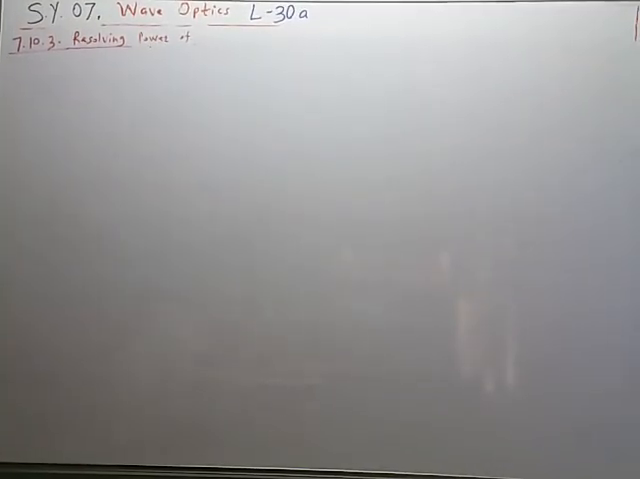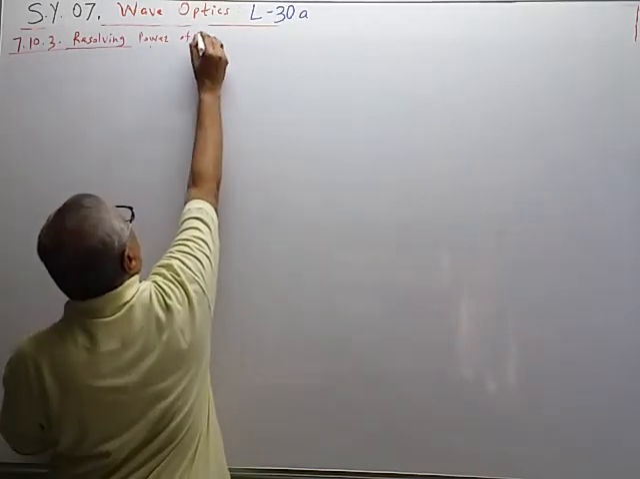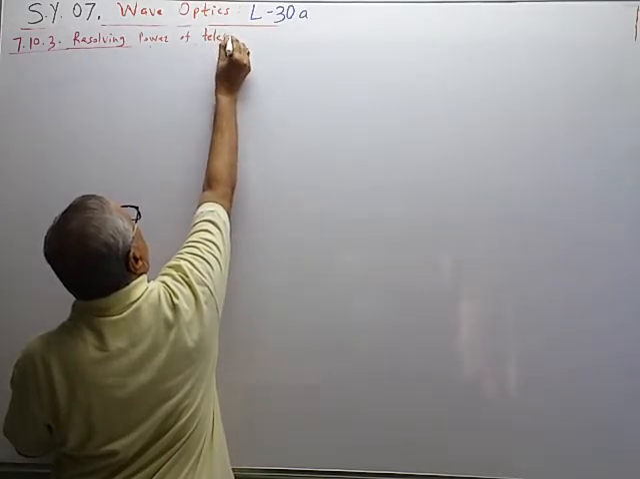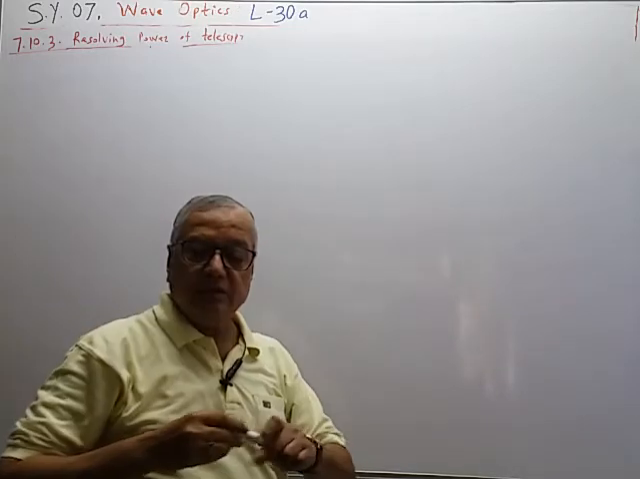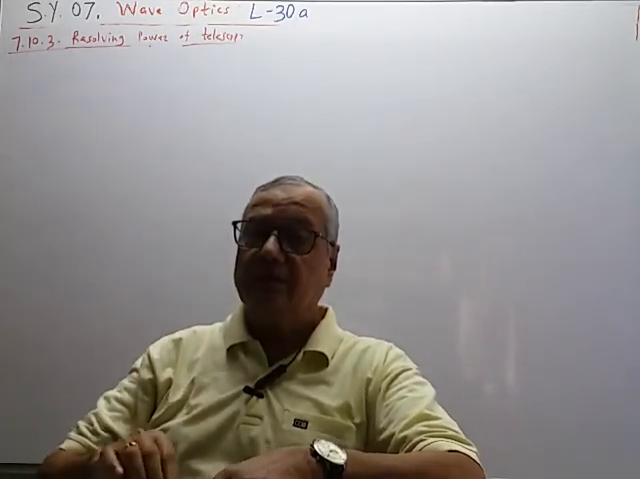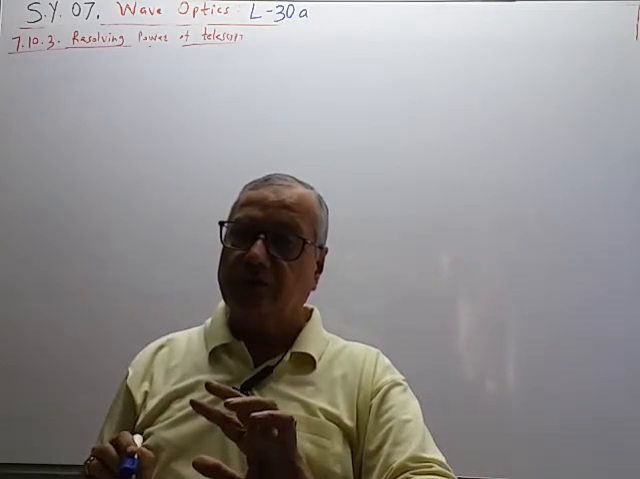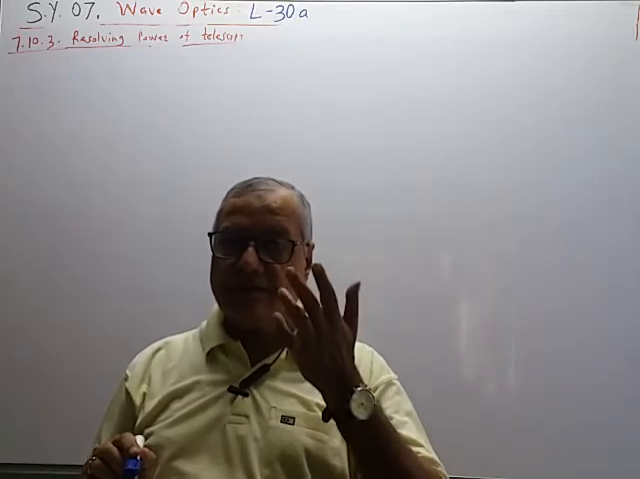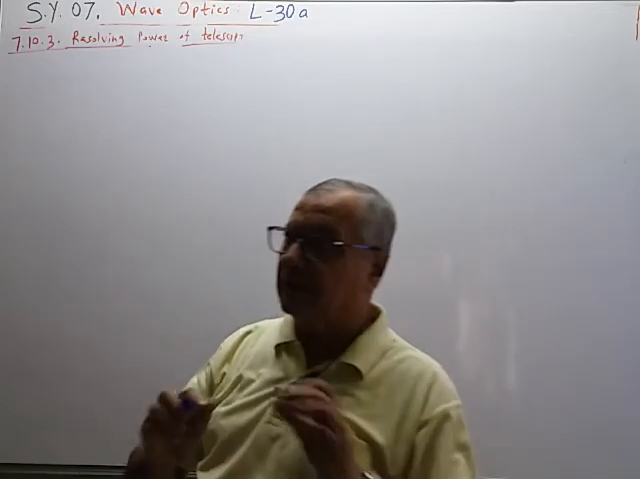So now we have to see the second instrument, telescope, astronomical telescope particularly, the resolving power of telescope. We know the difference between microscope and telescope. Last year we have seen this. Microscope is used for observing tiny objects. Telescope is used for observing very huge objects. For microscope, the object distance is very small from the microscope. In this case, the object distance is very large.